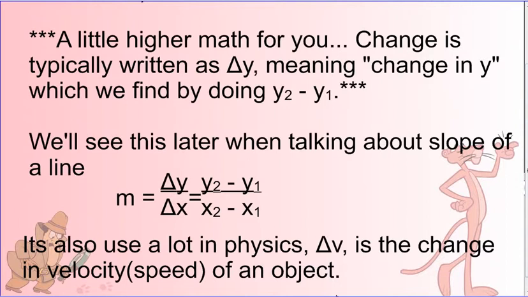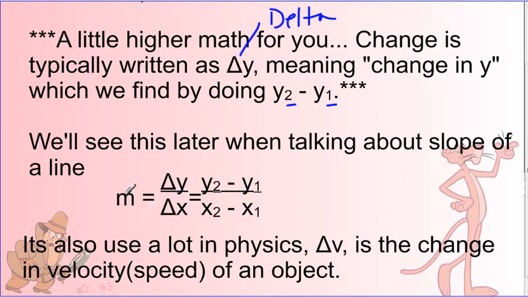Change is typically written as this triangle y, which is also the Greek letter delta, but it stands for change in y. And we find the change in y by taking the second value minus the first one. So we have y2, the second one, minus the first one. Later on in this year, we'll see the same idea when we're talking about slope.